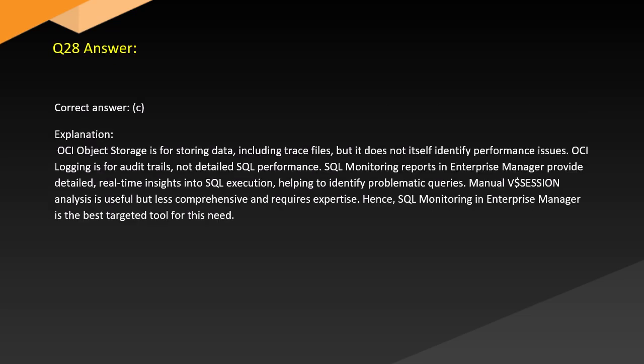Answer. Correct answer: C. Explanation. OCI Object Storage is for storing data including trace files, but it does not itself identify performance issues. OCI Logging is for audit trails, not detailed SQL performance. SQL monitoring reports in Enterprise Manager provide detailed, real-time insights into SQL execution, helping to identify problematic queries. Manual V$SESSION analysis is useful but less comprehensive and requires expertise. Hence, SQL monitoring in Enterprise Manager is the best targeted tool for this need.